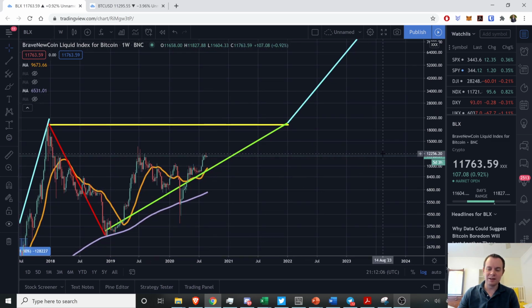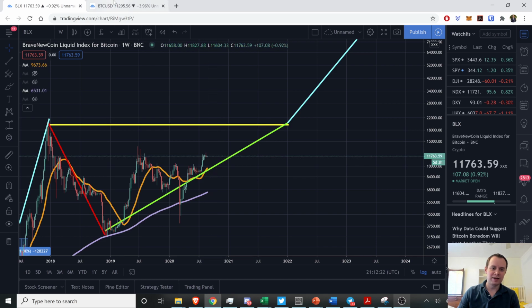Currently, the 20-week is at 96.73, which happens to be around where the CME gap is, for those who think that needs to be filled. I'm not one of those people, but if you do, note that the 20-week moving average is currently around the point of that CME gap on the daily time frame. So keep that in mind.